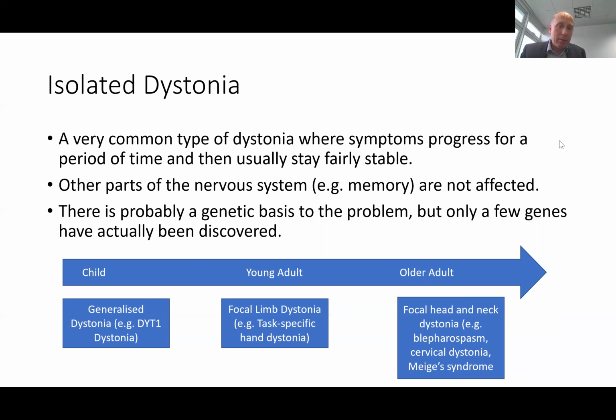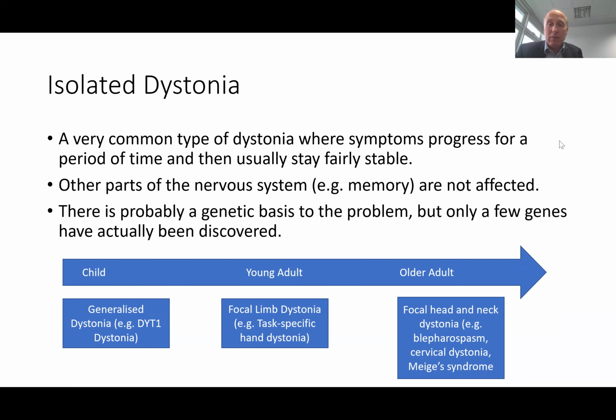And other parts of the nervous system, such as sort of memory or things like that, are not affected. So it's just dystonia with tremor, but not a sort of progressive problem. It's not that brain cells are gradually stopping working. It's not that people develop lots and lots of other symptoms in other systems, other parts of the nervous system. It's an isolated dystonia.